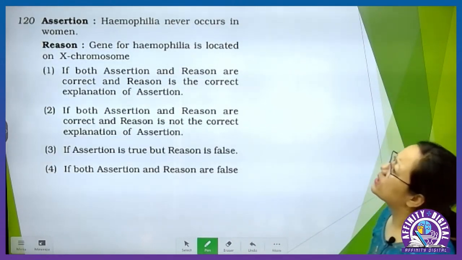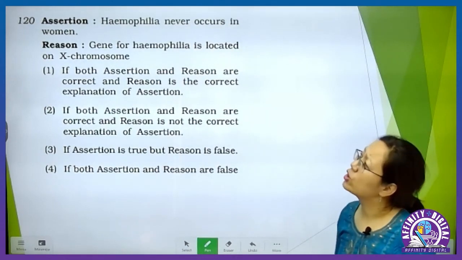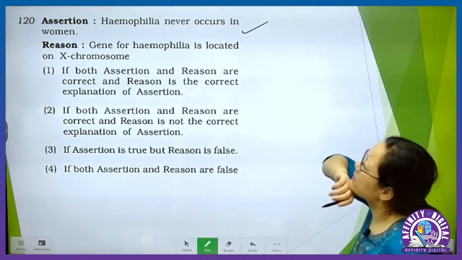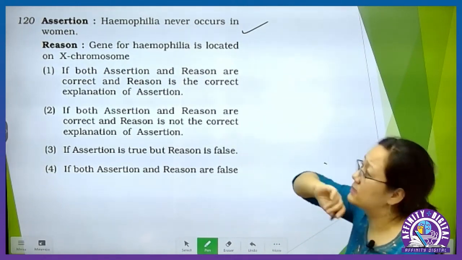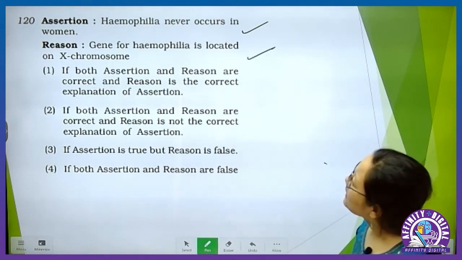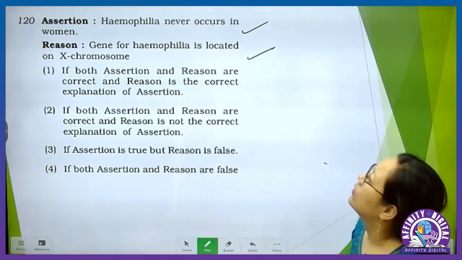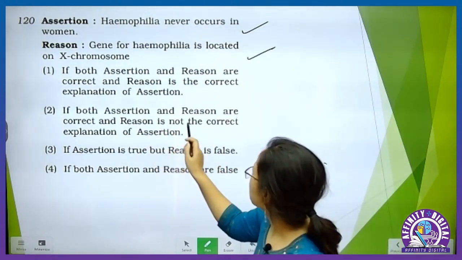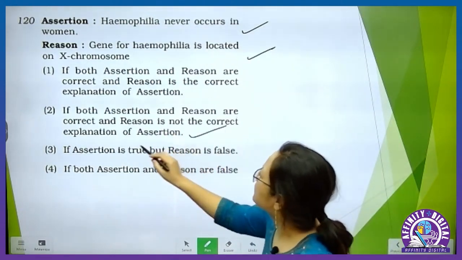Hemophilia never occurs in women. Okay, it never occurs in women. Correct? The gene for hemophilia is located on the X chromosome. Yes, this is also correct. It is an X-linked gene. But it does not explain. Okay, it does not explain. Correct? And the reason is not the correct explanation of the assertion.